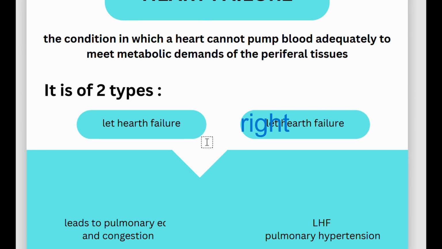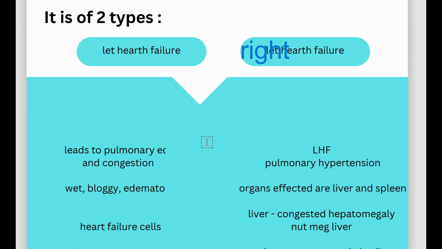In left heart failure, there is a backflow of blood. The left side of the heart is not functioning well, so the blood will return to the lungs. So in the lungs, there will be pulmonary congestion and pulmonary edema. By this we can say that left heart failure leads to pulmonary edema and congestion. So that's the main important point you should know.